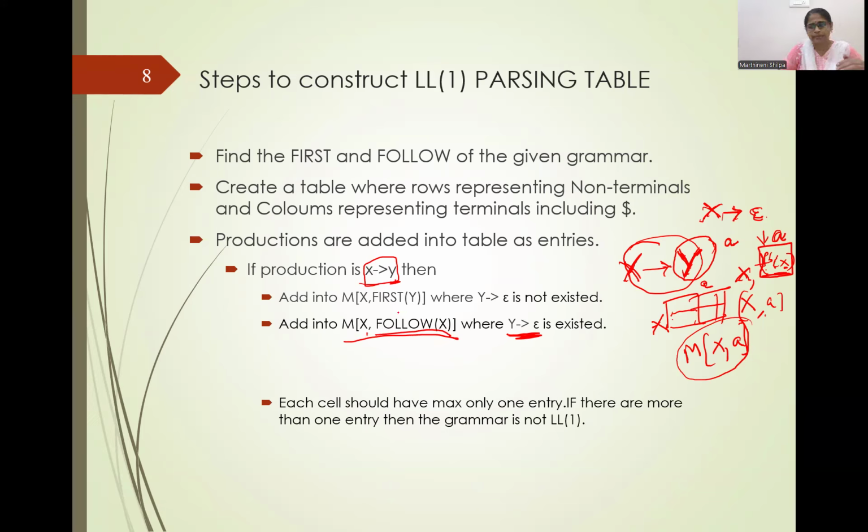One more thing to remember is that each cell should have at most one entry. If any cell has more than one entry, then the grammar is not LL(1). If that happens, it is not possible to construct the LL(1) parsing algorithm, because there is ambiguity in choosing which production is to be chosen to produce the input string. That means there is an ambiguity in the choosing of the production rules.